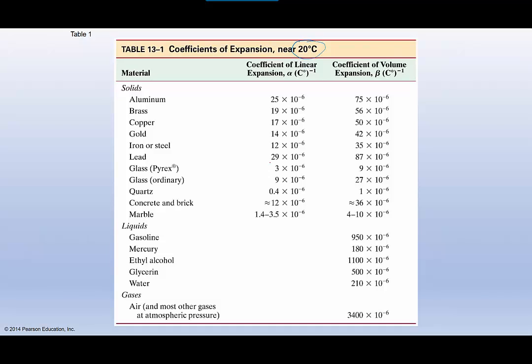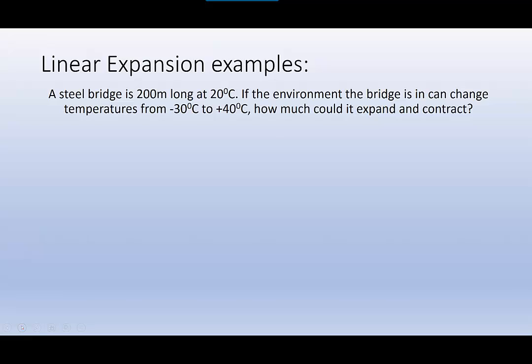But let's take a look at an example that involves our steel here. We have a steel bridge. It is 200 meters long at 20 degrees Celsius. If the environment the bridge is in can change temperatures from -30 degrees Celsius to +40 degrees Celsius, how much could it expand and contract? So this is quite a large temperature range, and we have steel, so we want to see how much leeway we need to leave when we construct this bridge to make sure it doesn't fall apart on us.